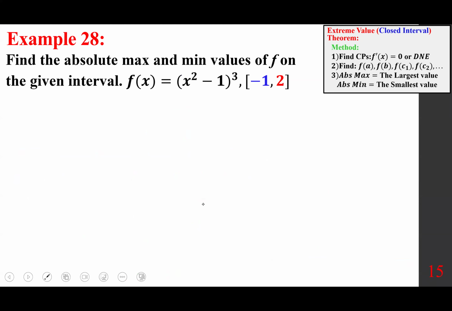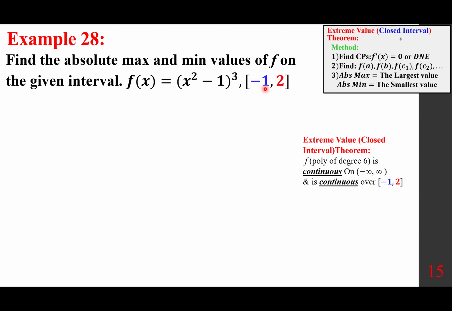We're going to find the absolute max and minimum for this case, f of x is x squared minus 1 quantity cubed, on the closed interval of -1 to 2. It's important to know, can we use the extreme value theorem? Well, this is a polynomial of degree 6, continuous from negative to positive infinity, therefore continuous in the given interval. Therefore, we can use the closed interval theorem. So we start with the critical points.